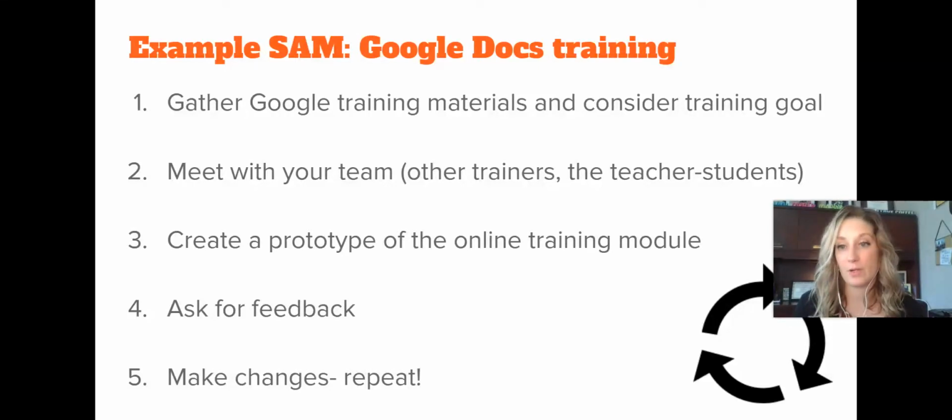And we all look at it, we all get some feedback, and they tell me what's good, what's not good. And I go through that process and keep improving my Google Docs training ultimately before I have to deliver it to the teachers. And that's where 4 and 5 come in. Make my prototype, ask for feedback, make changes, and then repeat this process as needed. So that's a very simple example of SAM in action in an educational context.